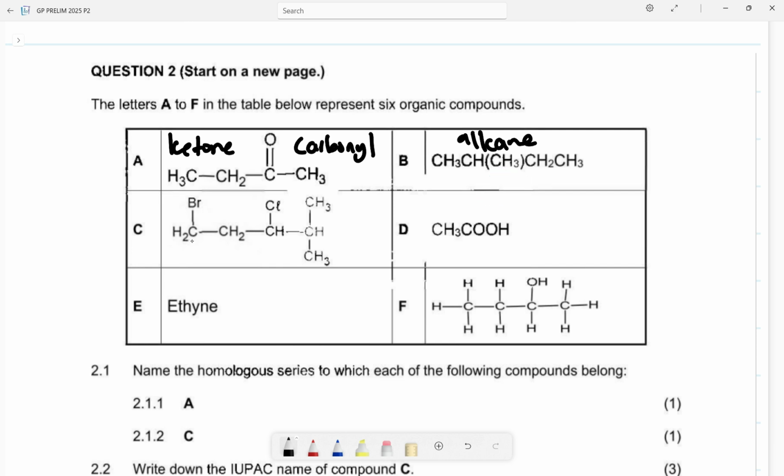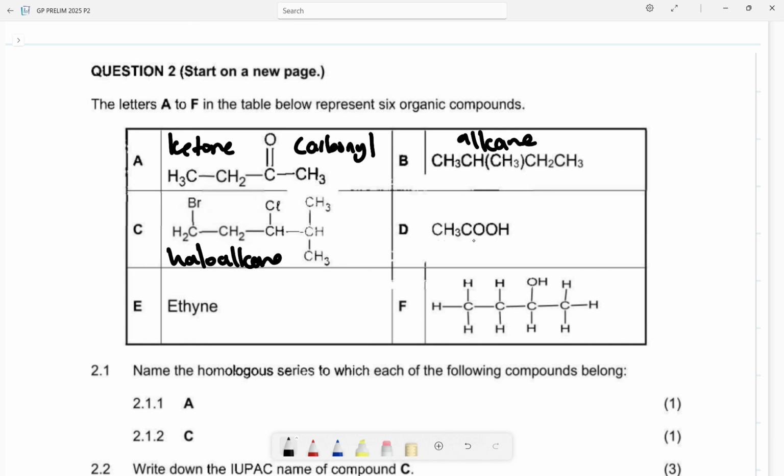This is here CH2Br, CH2, CH, Cl, CH3. So my longest chain is going to go like this, either down or up, either way. This will be my branch, my substituent. So this one is just a haloalkane, because I have a halogen as well as hydrogens.